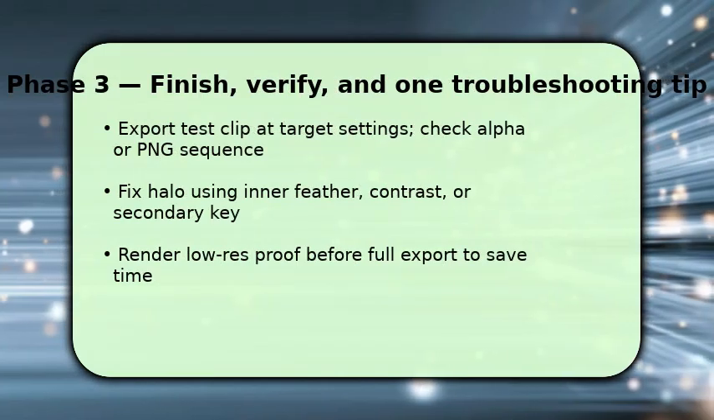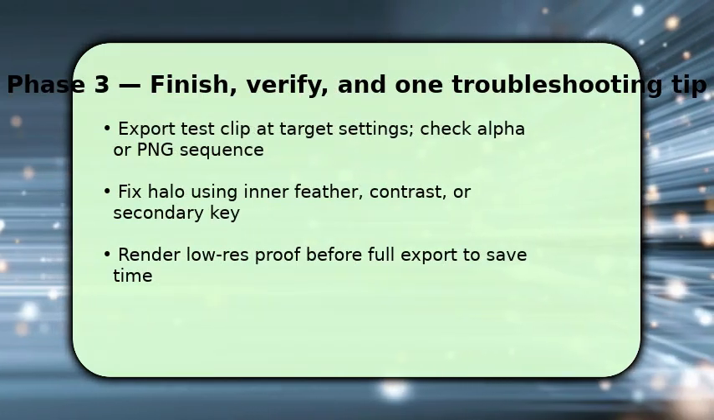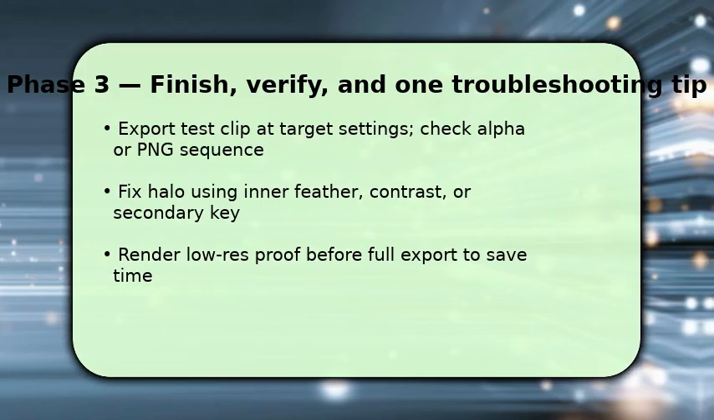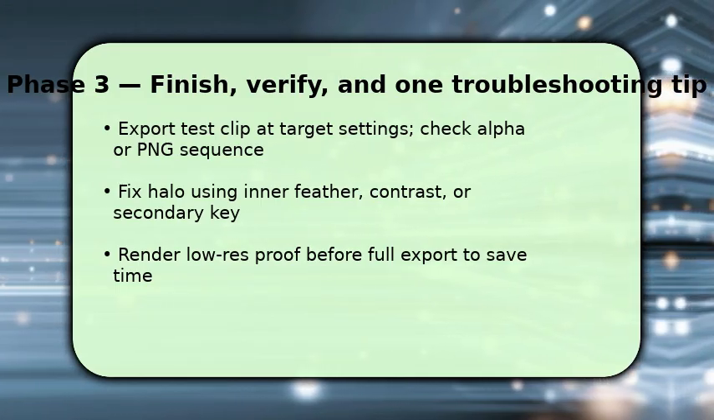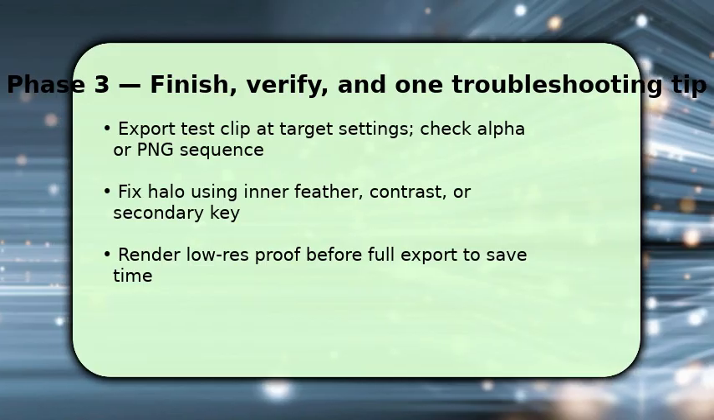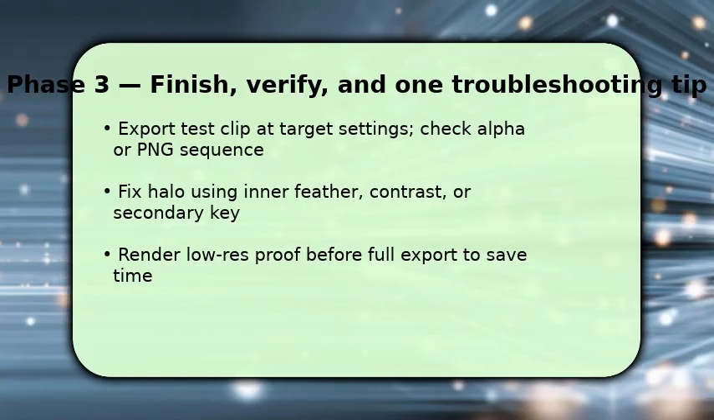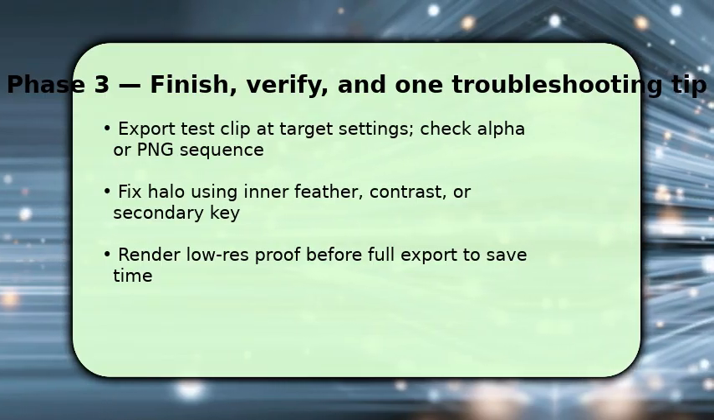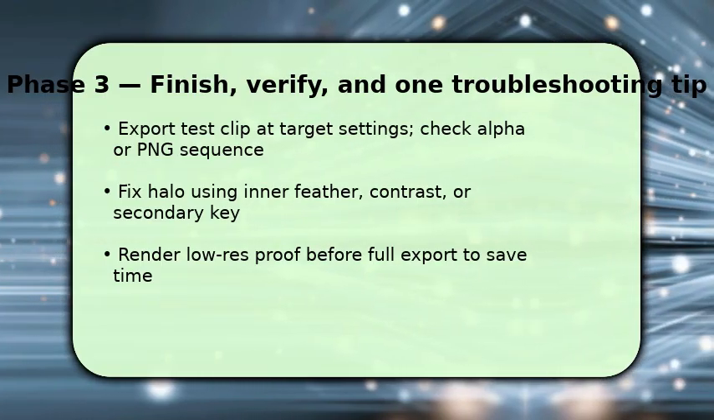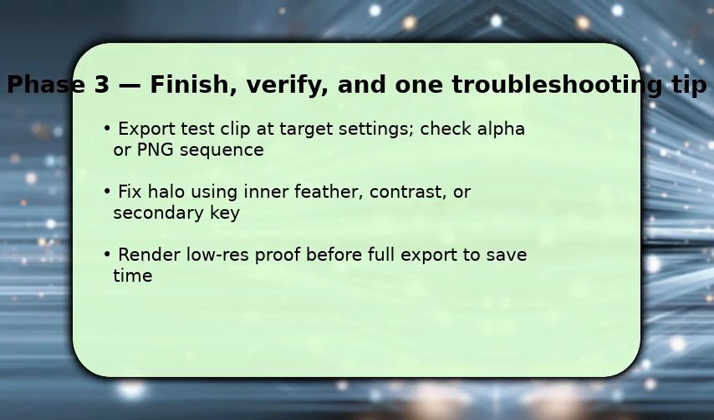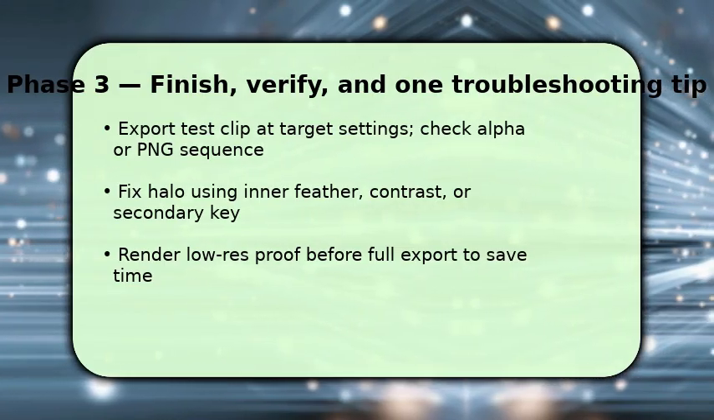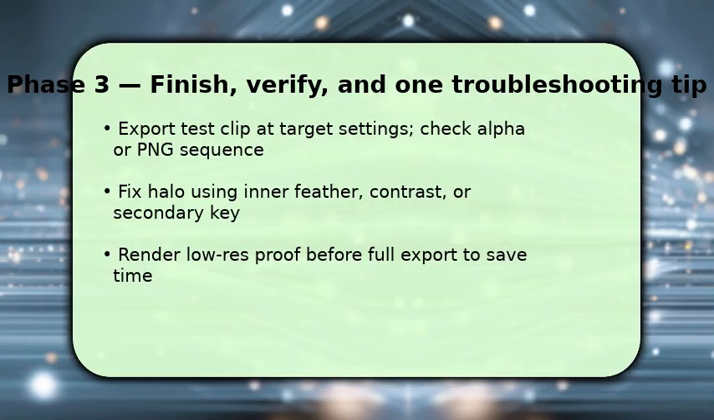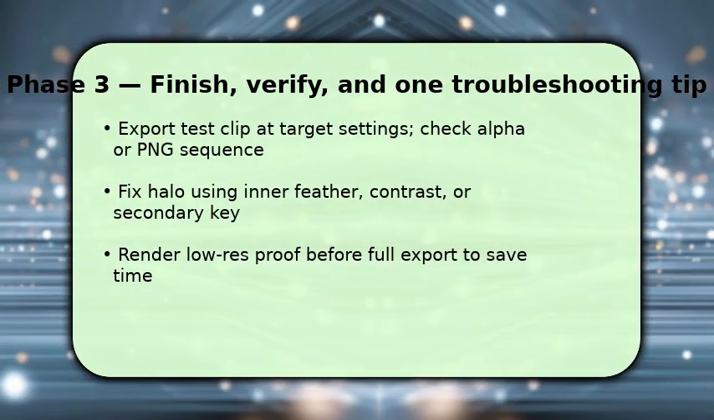To finish, preview a short export using your target settings. Confirm the transparency holds in playback. If you see halos or color fringing, reduce inner feather, tweak contrast, or add a secondary key to isolate problem tones. This removes unwanted edges. Make a low-resolution proof first to verify motion and color, then render the full clip. If the key jumps, retract the mask or increase keyframe frequency. These final checks prevent export errors and ensure a clean, transparent result.